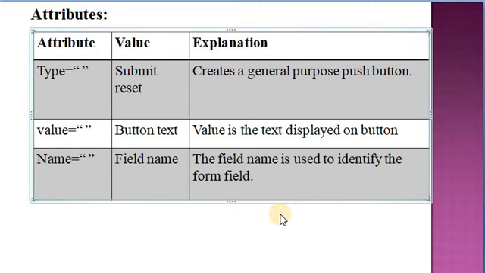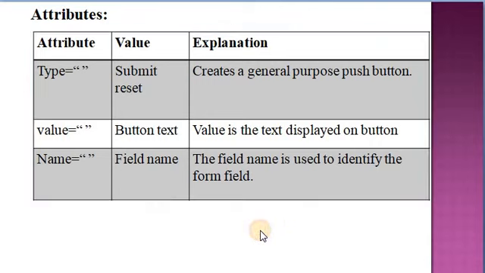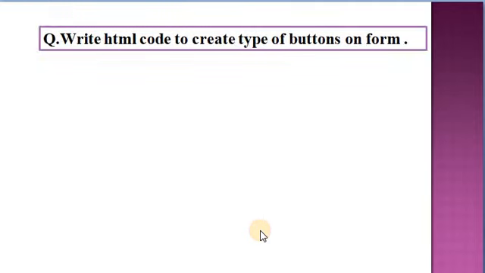Name denotes the name of the submit button. Value is used for writing some text on a button, and for the type there are mainly two values, that is submit and reset, which create the general purpose push button. Let us see one example related to that button. You can create these types of buttons on a form.